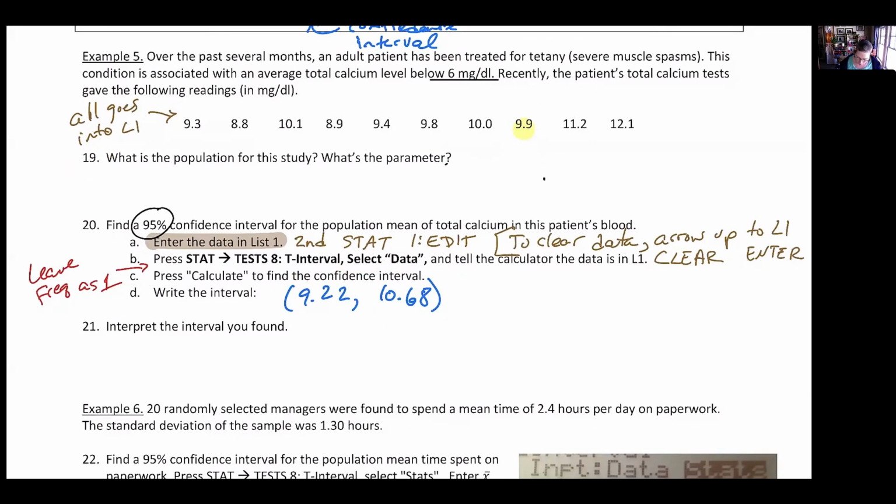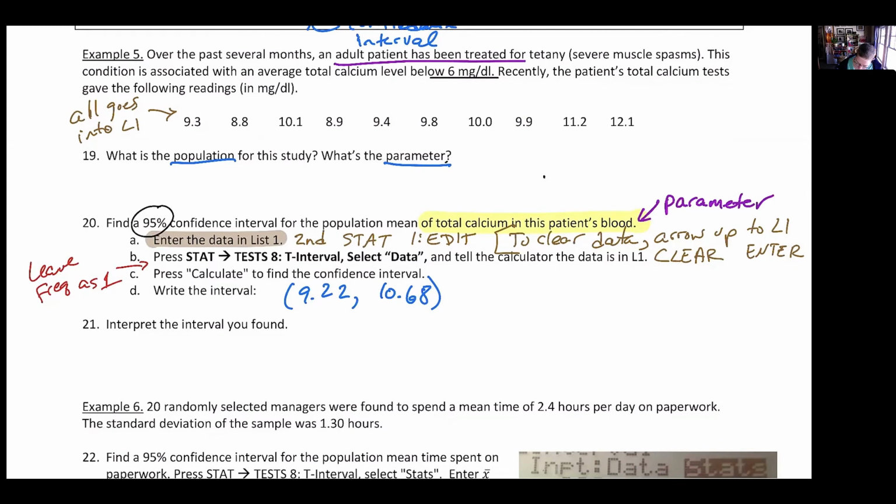Let's go back to 19. Okay, what's the population and what is the parameter? Remember, the population is everybody you're interested in. The parameter is the thing you're specifically interested in about that population. Several months, an adult population has been treated for tetany. Okay, recently patients' total calcium tests gave the following readings. What we need and what's helpful is down in question 20. And I apologize, I never realized that. We're asked to find a 95% confidence interval for the population mean of total calcium in the patient's blood. This is our parameter. Our population is adult patients being treated for tetany.